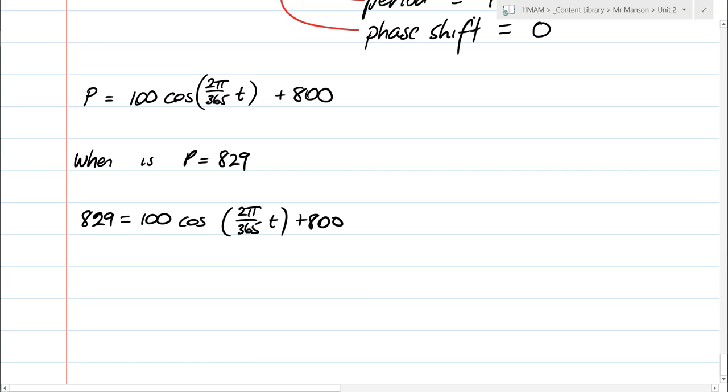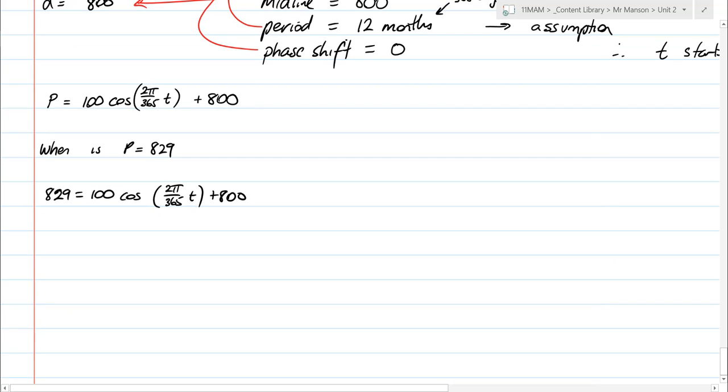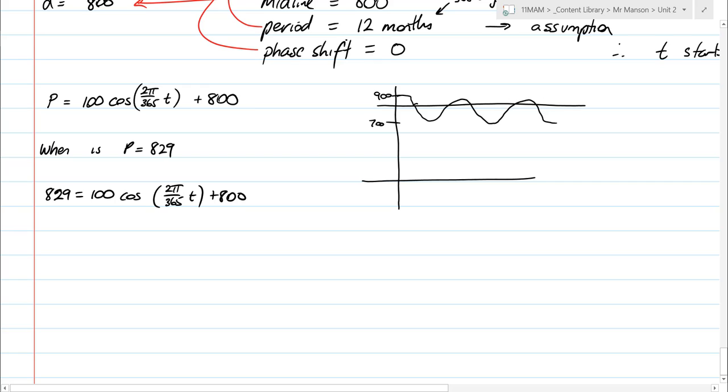Now what's going to happen here is I'm actually going to get an infinite number of answers. Remember, the graph looks like this. The function varies between 900 and 700, and it starts at a peak, and it goes up and down and up and down and up and down. When does it equal 829? There and there and there and there and there. It's going to continue to equal 829 because it's periodically moving up and down.